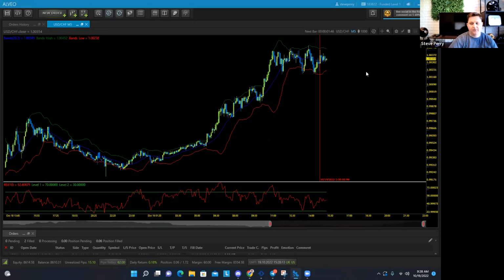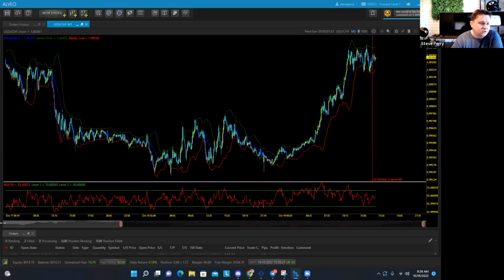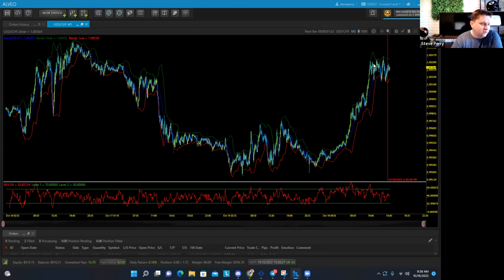Yep, still waiting. Nothing really lining up at the moment. This dollar franc is staying up there, even though some of his counterparts are coming down, like the euro franc. So that's something to be aware of. There's a little bit more strength with the dollar franc here.